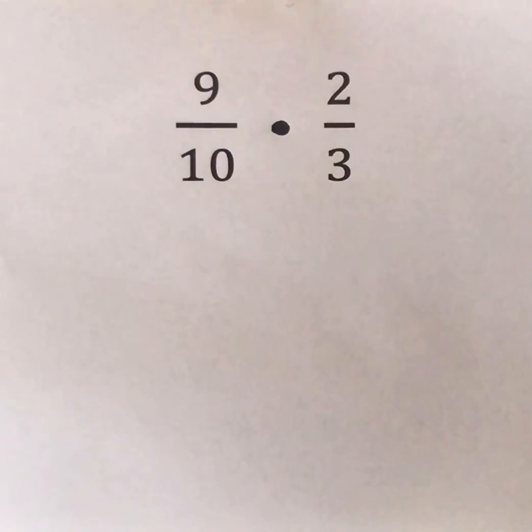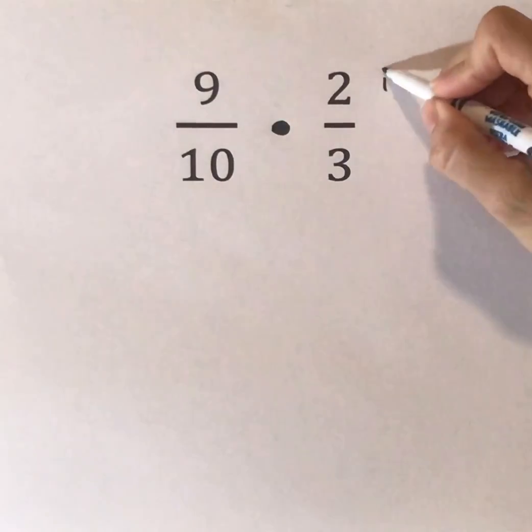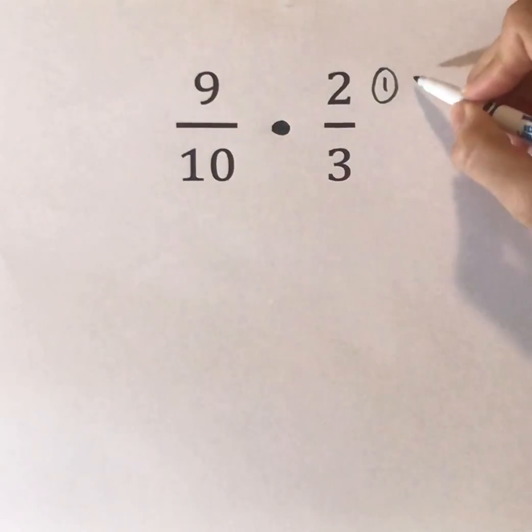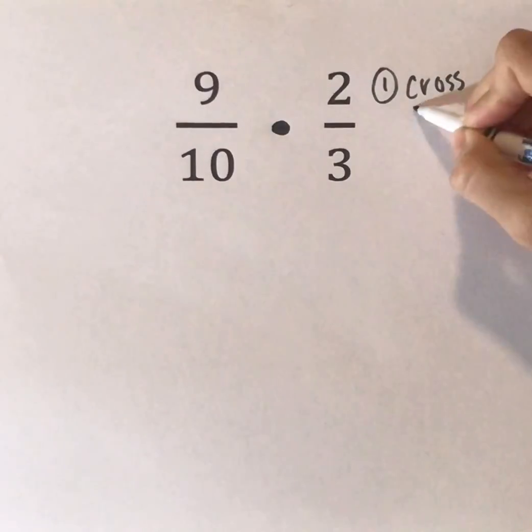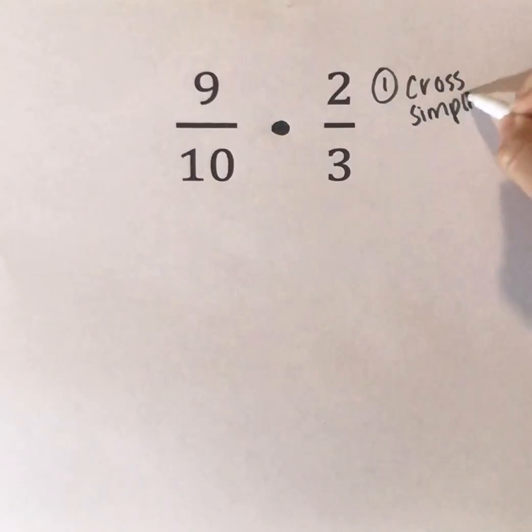Okay, we're going to multiply two fractions. So we're going to multiply 9/10 times 2/3. There's really two ways to solve this problem. I'm going to show you the way that I like to solve it. The way that I like to first solve it is I like to cross simplify, and it just makes solving the problem a little bit easier.